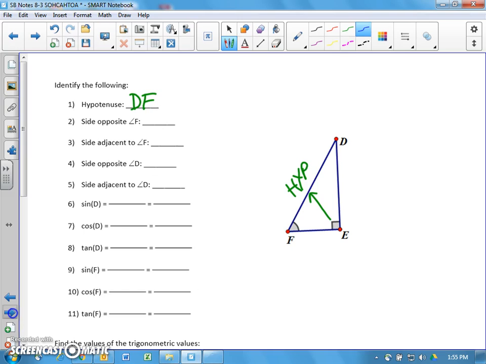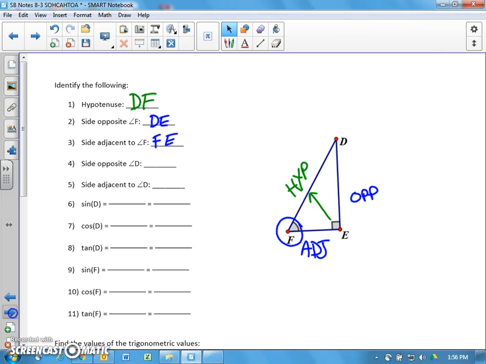Now let's go stand on angle F. If I am standing on this angle right here, I've already labeled my hypotenuse. The other side that it's touching is its adjacent side. So this is adjacent, and this is opposite. So the side opposite angle F would be the side DE, and the side adjacent would be the side FE.